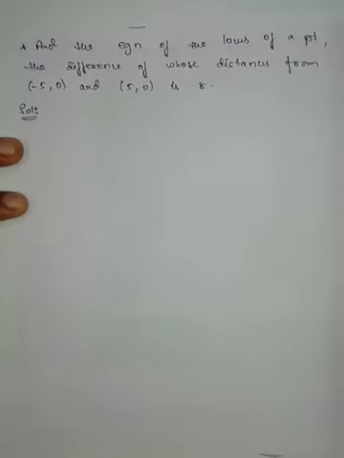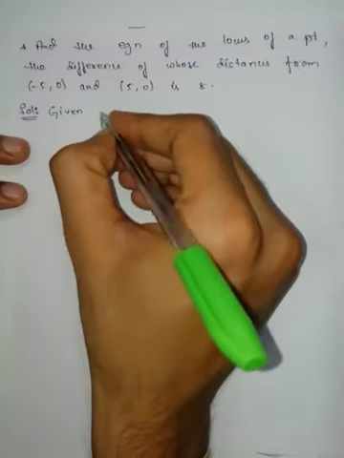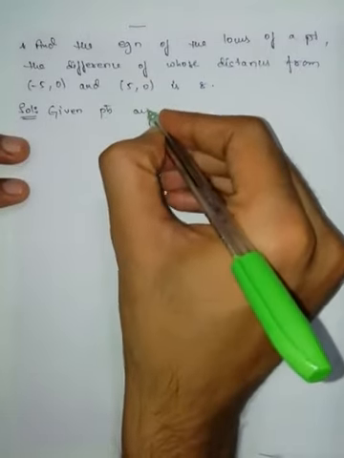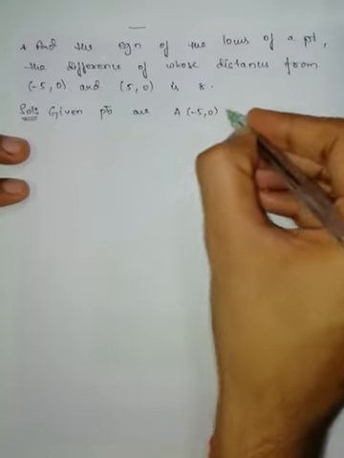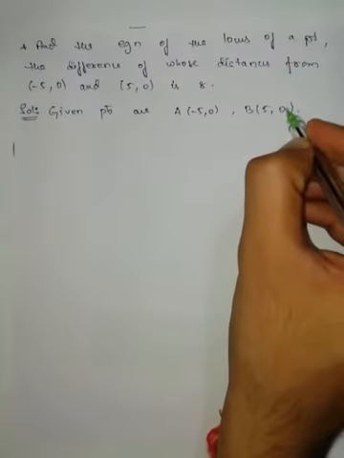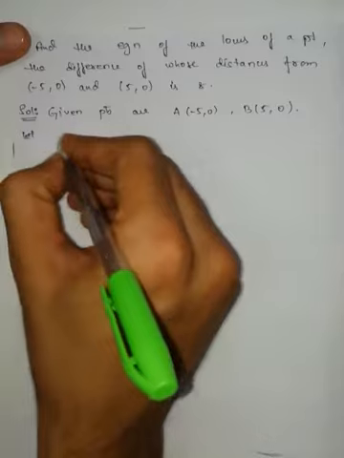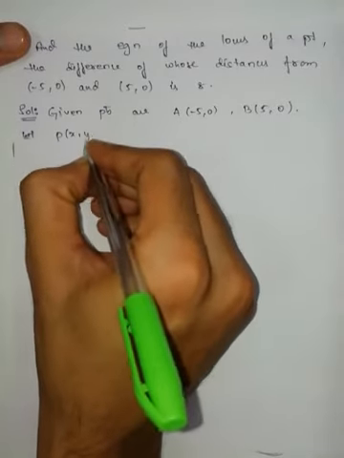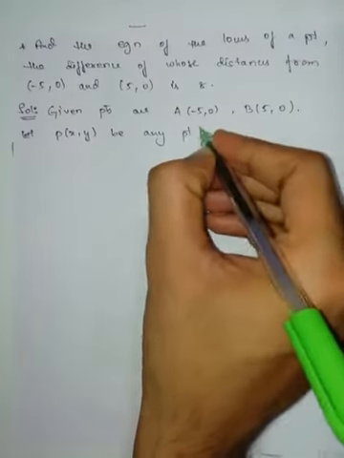Solution. Given points are A (minus 5, 0), B (5, 0). Let P(x, y) be any point on the locus.